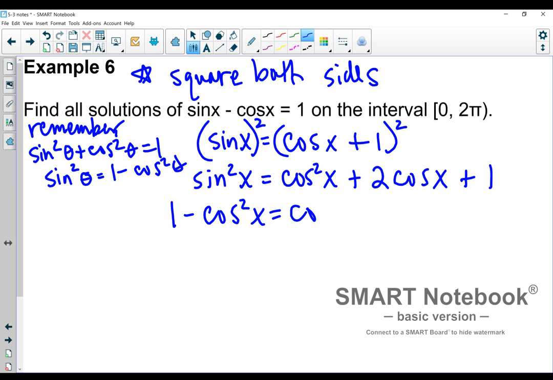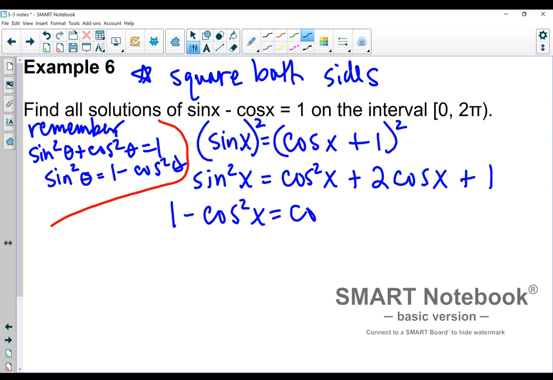I'm on example 6. And on this one, we did kind of a weird thing and we squared both sides. And I said that this was one of those tricks that you would never know to do, except the only way that we can sub sine for cosine or vice versa is if we have something squared, if we can use those Pythagorean identities. And the only way to get a Pythagorean identity is to square. So we squared both sides.